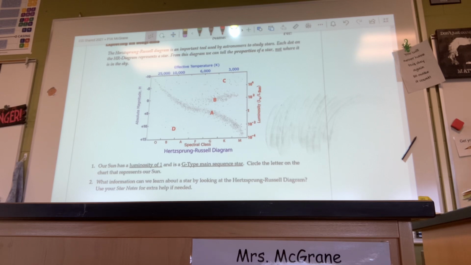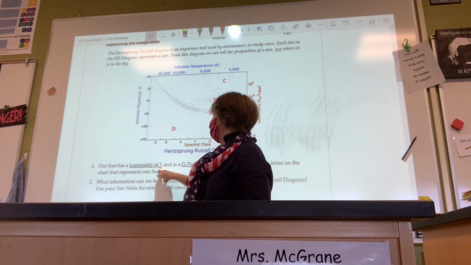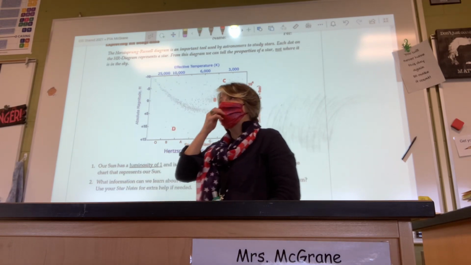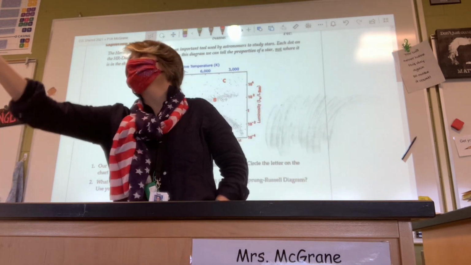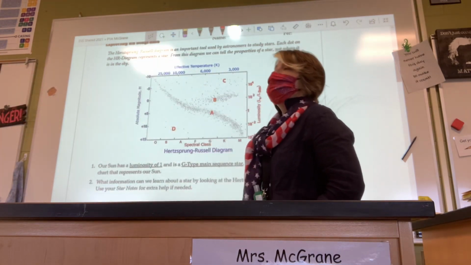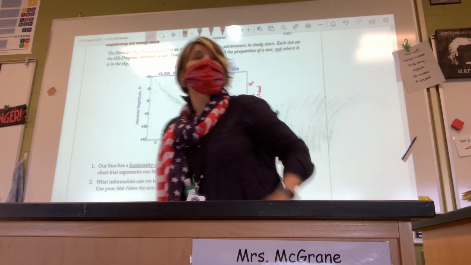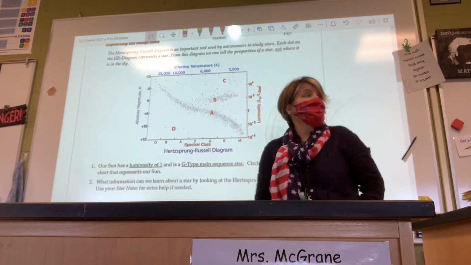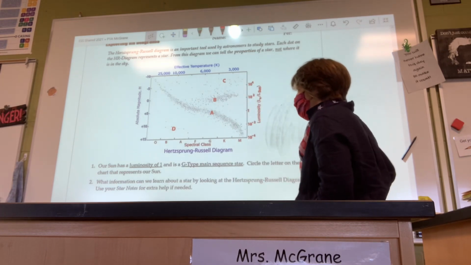Number one, our sun has a luminosity rating of 1 because the luminosity scale was based on our sun. We're done with the computer, so you can save your batteries. We'll be able to use the computers later because we're going to do an exit card on the computer to see how we're doing with HR diagrams. But for right now, save the battery.